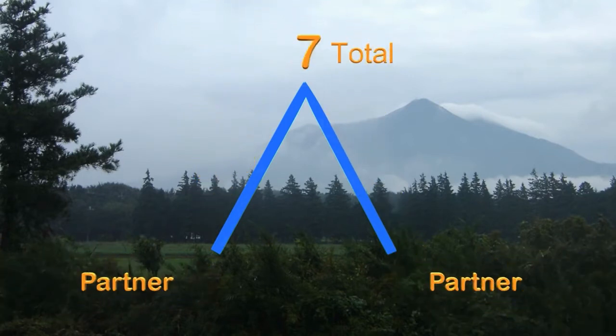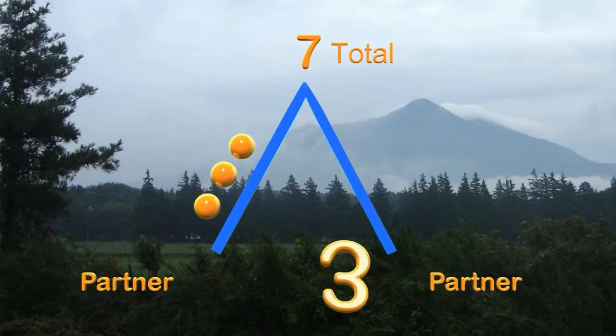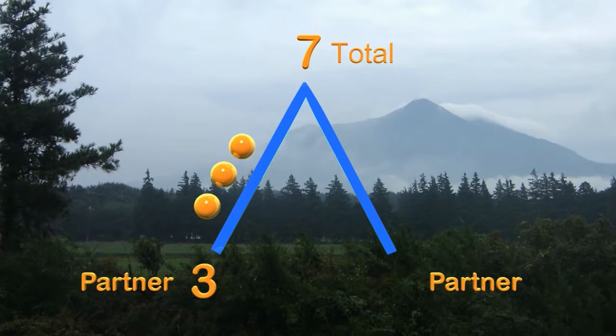Here we have a new tiny tumbler family on the top of 7 Math Mountain. 7 is the total or whole number on top. 3 tiny tumblers went down the left side of the mountain. Can you tell me how many are going down the right side? If you said 4, you're correct.